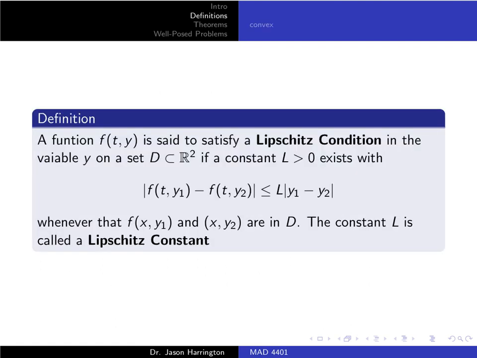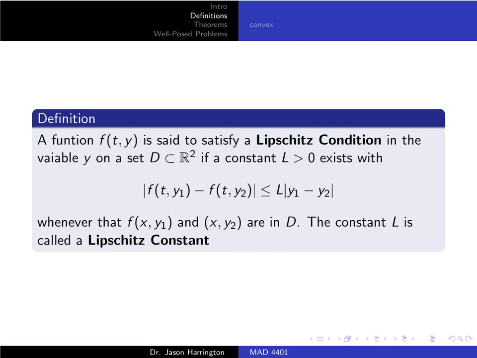So the first thing we're going to deal with is a function f of t comma y, so it's a multivariate function, it has two values, t and y, is said to satisfy a Lipschitz condition in the variable y. So we're saying that the y variable is the one that satisfies the Lipschitz condition for some set D that's a subset of the reals if a constant L greater than 0 exists such that if you were to pick any two of these points, any two different y's, then it's going to be less than or equal to L times the absolute value of the distance between y1 and y2. Whenever that happens, when f of t, y1 and f of t, y2 are in D, the constant is called a Lipschitz constant. Okay?